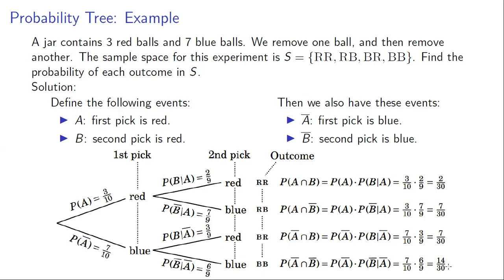Notice, interestingly, and this is not a coincidence, that if we add up these 4 results, 2/30 plus 7/30 plus 7/30 plus 14/30, we get 1. So the sum of all these probabilities is always going to be 1, no matter what the tree is representing. Okay.